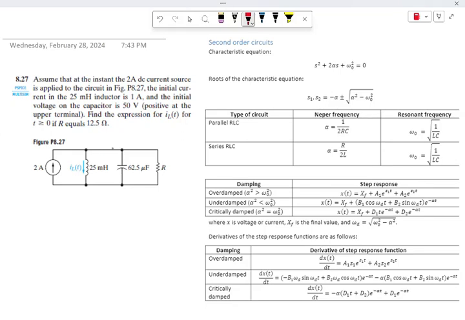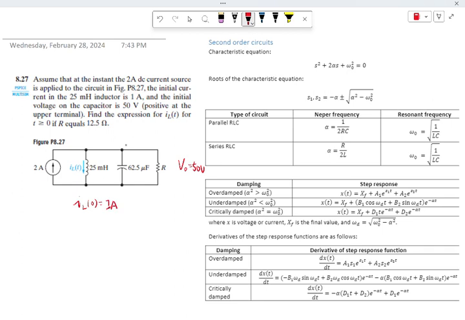Time domain expression for this iL for this second order circuit. The parameters have been given here, and we know the initial capacitor voltage is 50 volts. So the initial voltage V0 is 50 volts, actually across all the components, right? They are all in parallel. And we also know that the initial current, iL(0), is 1 amp.